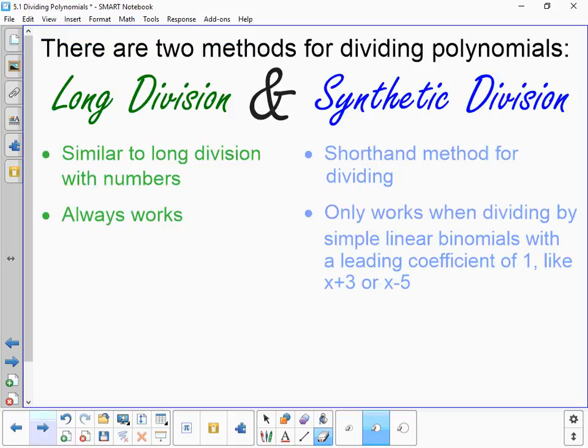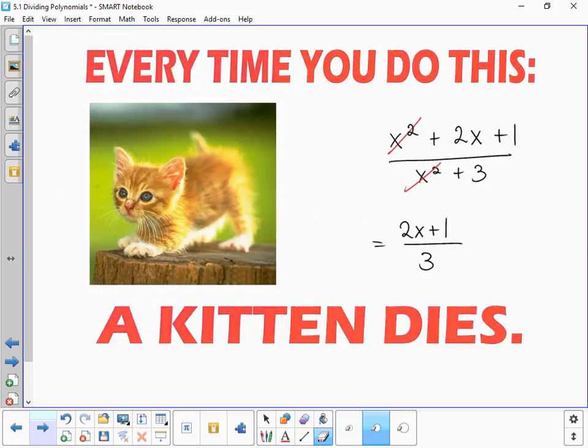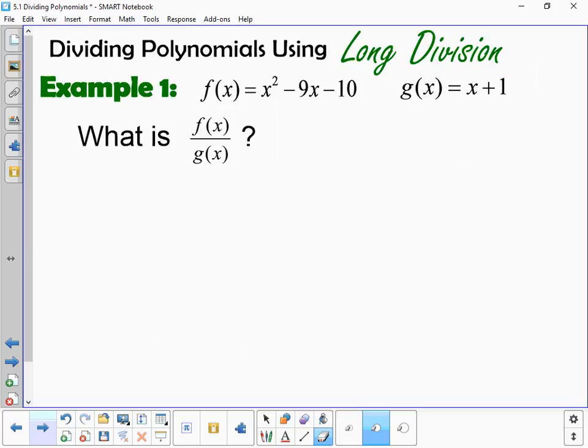Okay, so long division with polynomials, it always works. It can work for any polynomials that you're dividing, and it's very, very similar to long division with numbers. And please never do this. You absolutely cannot just reduce a term like that. Doesn't work. If you do that, a kitten dies. So don't be a cat killer. Cats are adorable. Okay, so here's our first one, long division with polynomials.